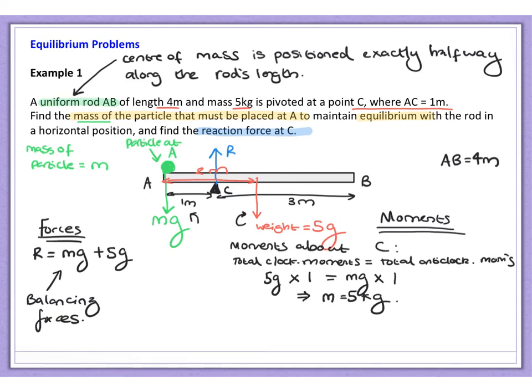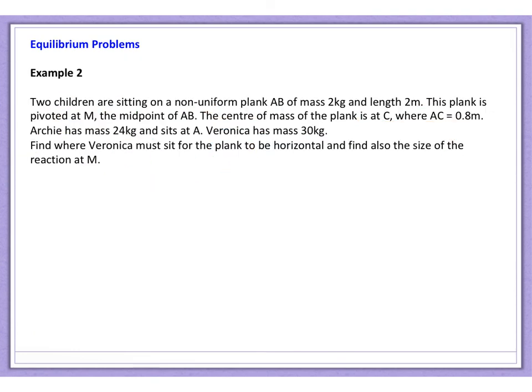Now, what can I do with that information? I can substitute that information into this equation over here. I've highlighted it in yellow, and that tells me that R, the reaction force at C, is equal to mg plus 5g, which is, of course, 10g newtons, or 98 newtons. Let's have a look at a second example.